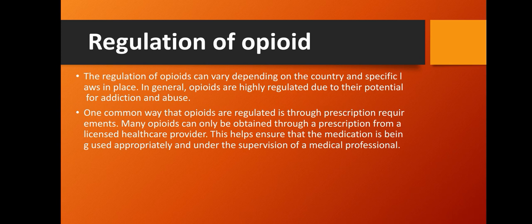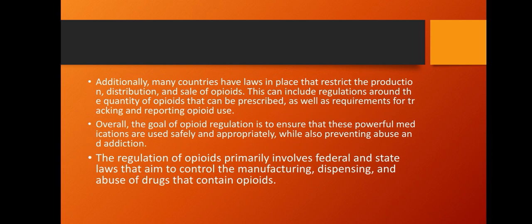Additionally, many countries have laws in place that restrict the production, distribution, and sale of opioids. This can include regulations around the quantity of opioids that can be prescribed, as well as requirements for tracking and reporting opioid use. Overall, the goal of opioid regulation is to ensure that these powerful medications are used safely and appropriately, while also preventing abuse and addiction. The regulation of opioids primarily involves federal and state laws that aim to control the manufacturing, dispensing, and abuse of drugs that contain opioids.